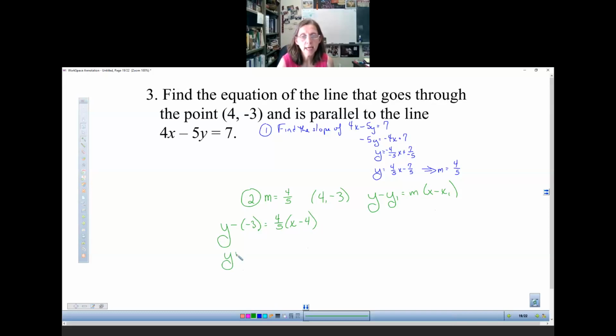And I'm going to clean this up and make it y plus 3 is equal to 4/5 times x minus 4. And it doesn't tell me to write this in slope-intercept form, so you can leave it like this. As long as it doesn't tell you to do anything else to it, you can leave it alone. Okay.